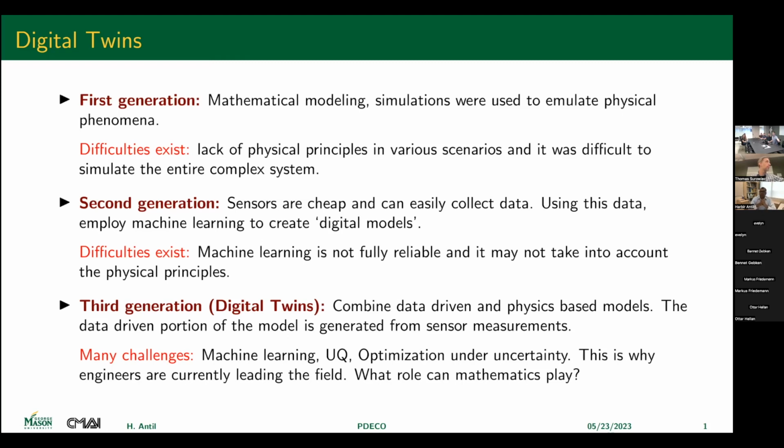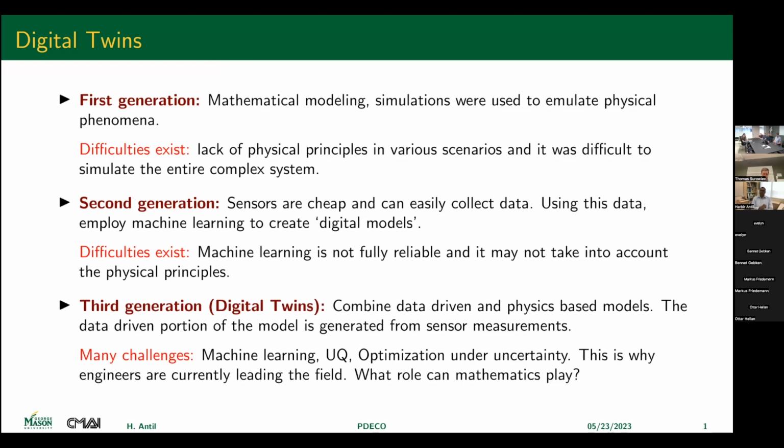Then in the last decade or so, there has been so much push in just using data to create a digital model. One of the main reasons this revolution is coming up is that these days sensors are cheap. So you can place sensors wherever you want, gather data, create a model out of that, and then use machine learning. But this is not a completely reliable approach either, because it does not take into account the physical principles that people have worked on for decades.